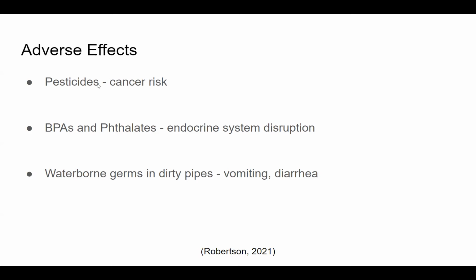And if you'll notice here, these are the 3 stages of the water delivery process. So pesticides could be coming from agricultural runoff prior to the water treatment process. These things could be introduced before, during, or after the water treatment process. And then waterborne germs in the dirty pipes. So you could be experiencing vomiting or diarrhea from dirty pipes had not enough chlorine been introduced, and biological entities were allowed to propagate in those pipes before you consumed that tap water.